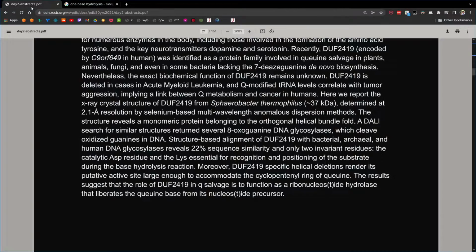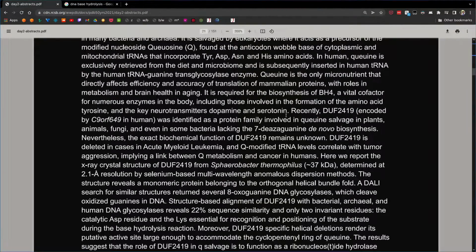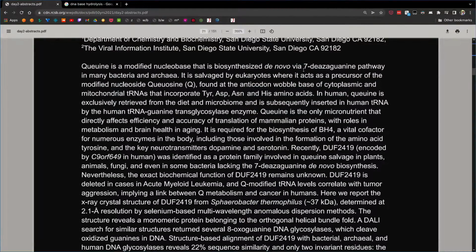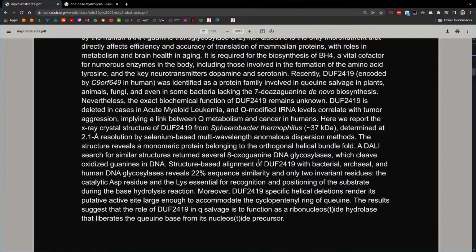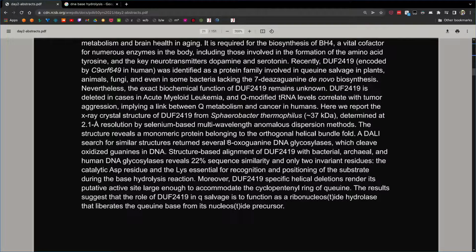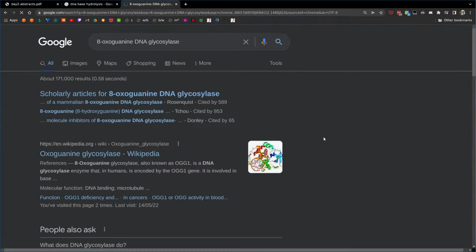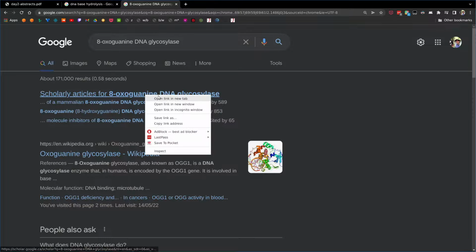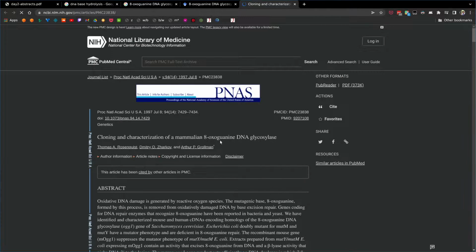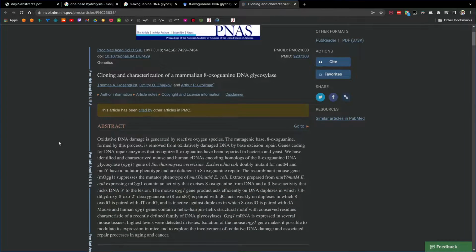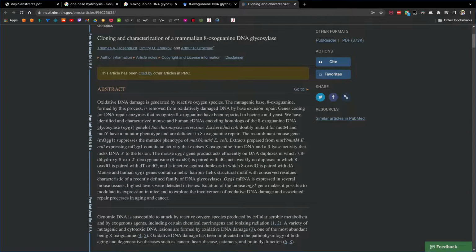Oh yes, what was that? That was the, it found the oxoguanine DNA glycosylase. How does that work? Okay, so now we need to find this one. Okay, let's look at this one. Just look at the first one. Oh, there you go.